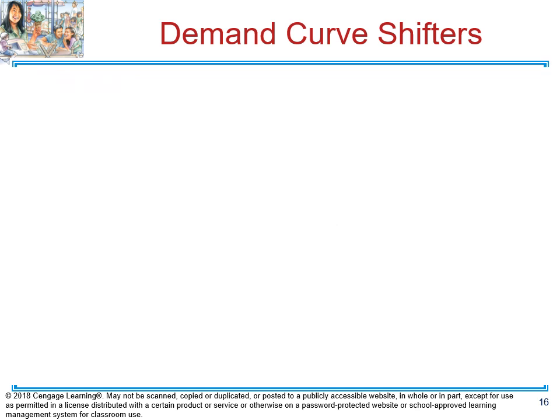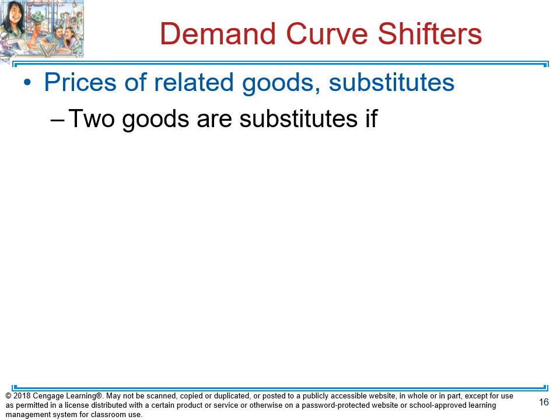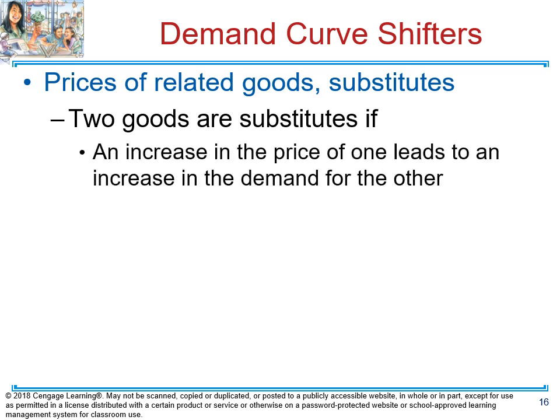Another demand curve shifter is the price of related goods. And in particular, it depends on what the relationship is between that related good and the good that we are analyzing. For example, when we have goods that are substitutes, that's going to have a different effect than when a good is a complement. So for example, we say that two goods are substitutes if an increase in the price of one good leads to an increase in the demand for the other good.